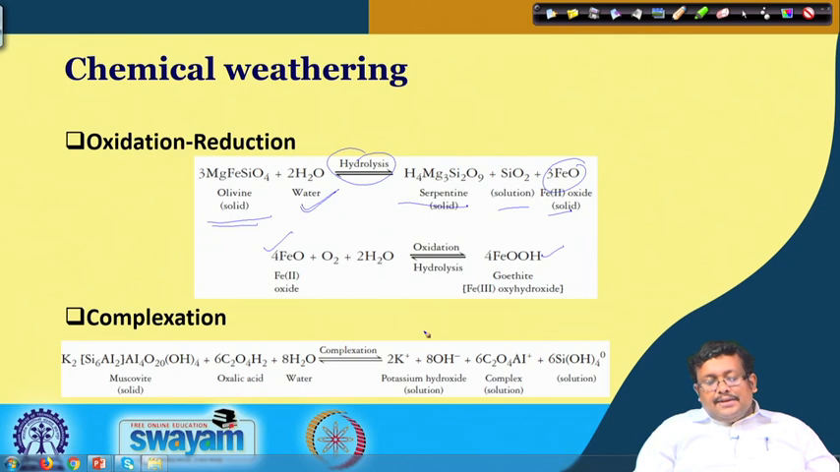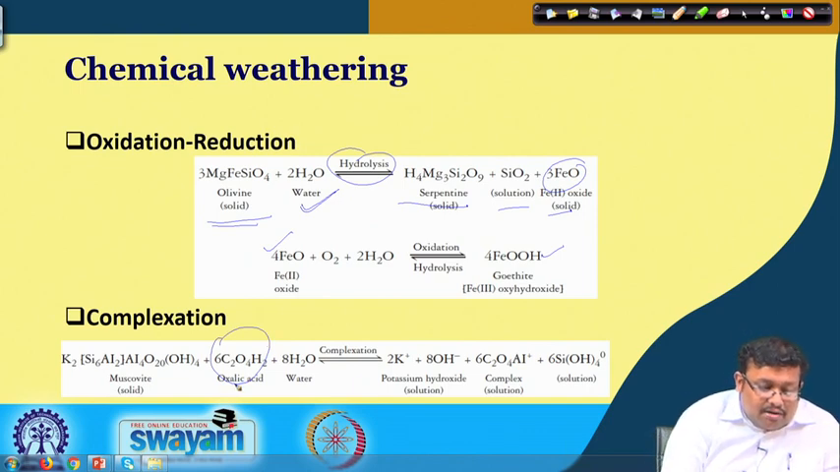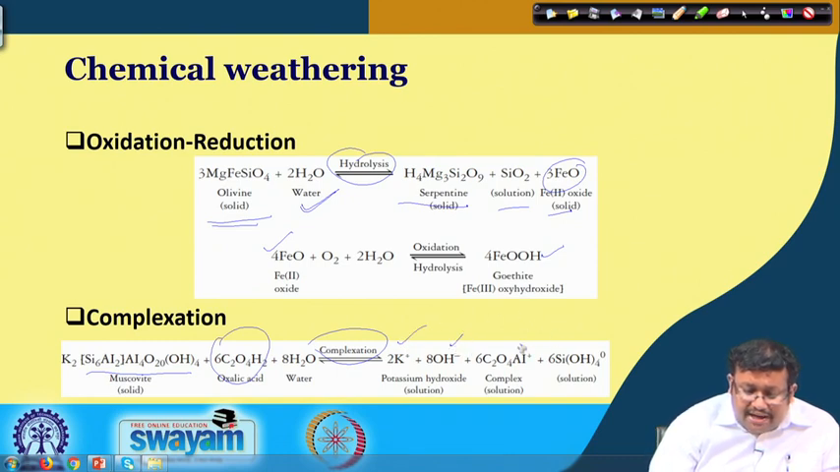Plants also secrete different types of organic acids through their root system. Oxalic acid is an important organic acid which is secreted by different microorganisms or plant roots. When these organic acids react with muscovite, which is a solid mineral, they form a complex, and ultimately it produces potassium ions, hydroxyl anions, and a complex in solution, and another compound which also remains in the solution. So, this is an example of a complexation reaction.